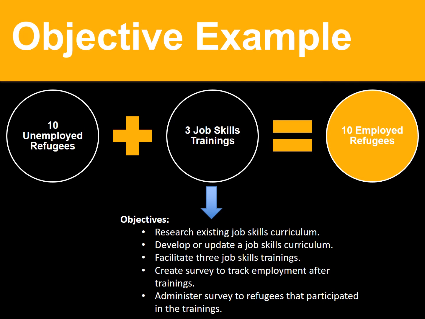If a student's goal is to assist 10 refugees in finding employment, some objectives for this goal could be research existing job skills curriculum, develop or update a job skills curriculum, facilitate 3 job skills trainings, create a survey to track employment after the job skills training, or administer surveys for refugees that participated in that training.